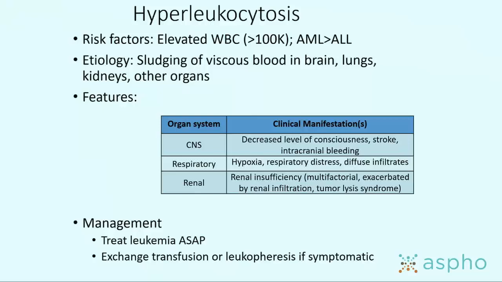You treat the leukemia as soon as you possibly can. You get chemotherapy started ASAP. You can do exchange transfusions or pheresis. Usually, getting chemotherapy started will be the most effective and easiest way to deal with this problem. However, if you have the ability to get pheresis done quickly or do a manual exchange transfusion, by all means, that can help also.